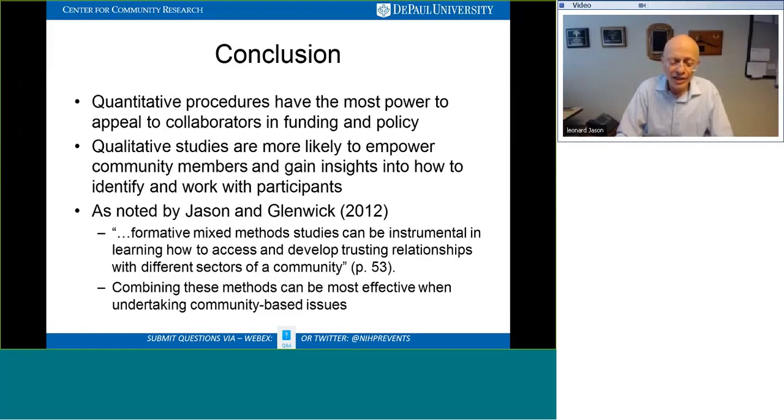Combining these methods can be most effective when undertaking community-based issues. And again, a lot of the studies that I've been talking about during this presentation involve very close relationships with community members. This is participant community research. This is very much within the framework of community psychology. I am a clinical community psychologist, so that's the type of work that I do.